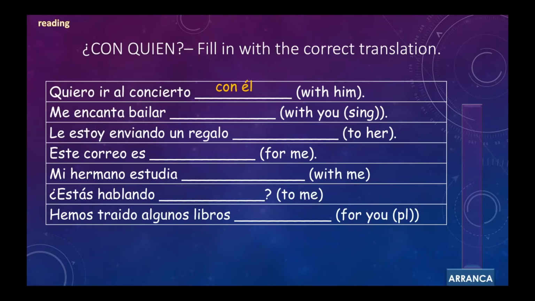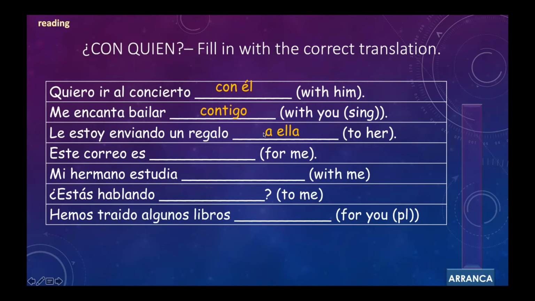Me encanta bailar with you, singular, contigo. Me encanta bailar contigo. Then we have, le estoy enviando un regalo a ella. Now, this is really important because this sentence starts with le. That le is related to a ella. And we will be doing a lesson on how to use these pronouns and these object pronouns when we are talking about people.